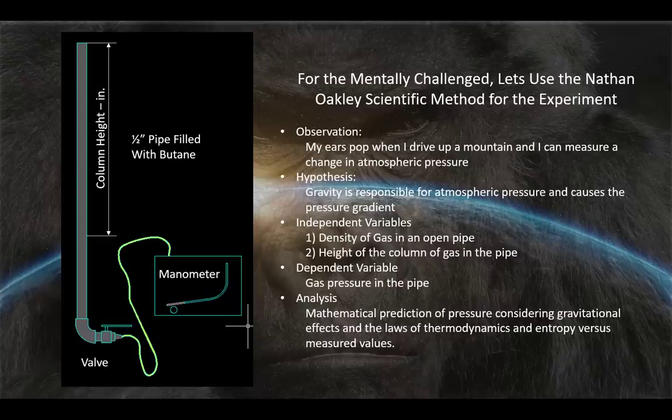So just to go back through the original video very quickly, we did this per the Nathan Oakley scientific method. I went through the observation and hypothesis and variables and all of that stuff. And basically, what we ended up with was an incline manometer, a 4-foot piece of pipe that we could fill with butane and measure the gas pressure without a top on the pipe. So gas pressure without a container.